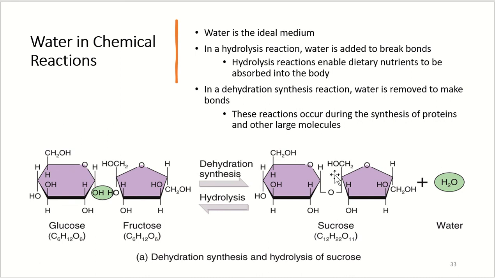where you add water to this reaction. Right. So we're adding water, and it's going to break this bond here to produce our individual molecules of glucose and fructose. All right. So dehydration synthesis, we're removing water to form a bond. In our hydrolysis, we're adding water to break a bond. All right.